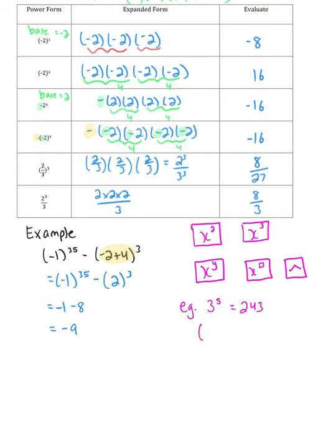Let's try it with a base of -3. So when your base is negative, you are going to have to put the base in brackets. So bracket -3 to the exponent 5, and again, the exponent is odd, so your answer is going to be negative. So it's -243.